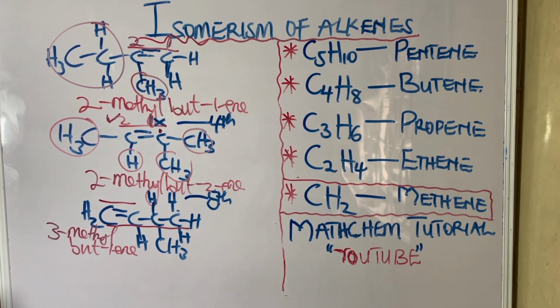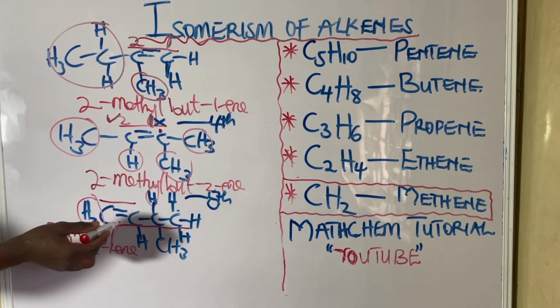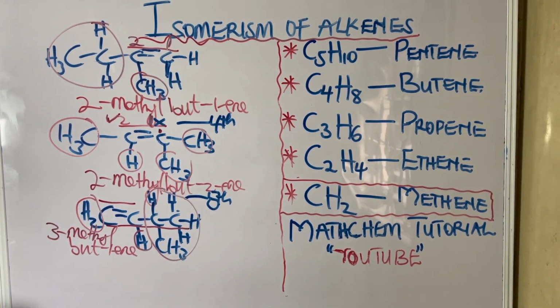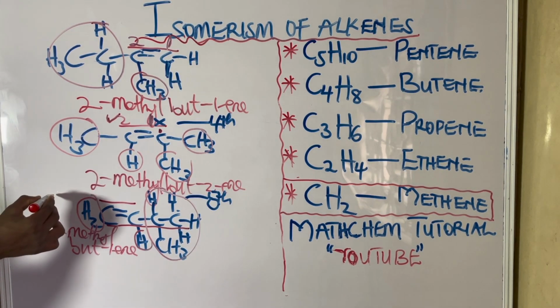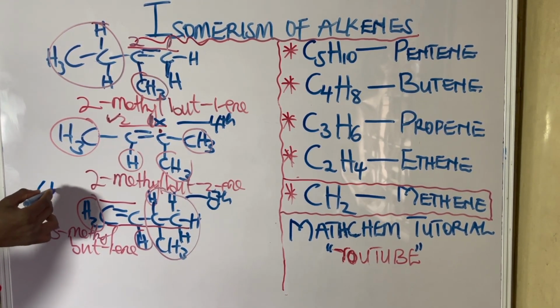That's this compound. So is there cis and trans? No. Is there cis and trans there? No, because this carbon atom has the same group here, while this one has a different group here. So this is 3-methylbut-1-ene, and that's going to be the sixth isomer. This is the sixth isomer.